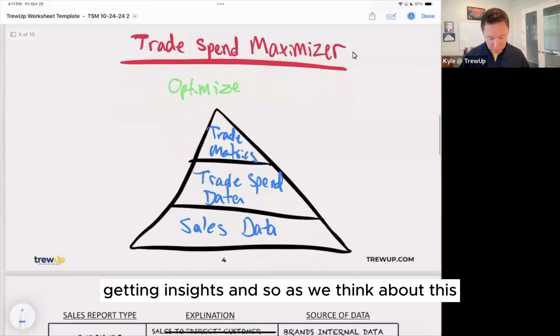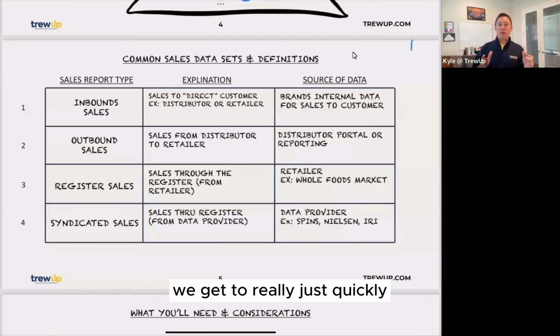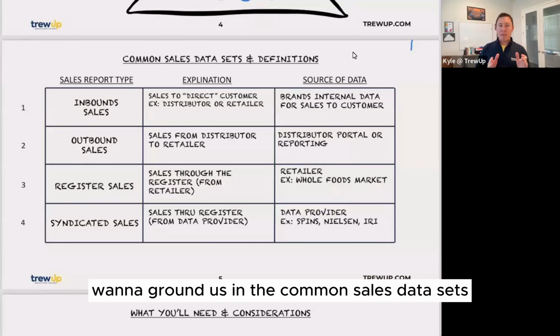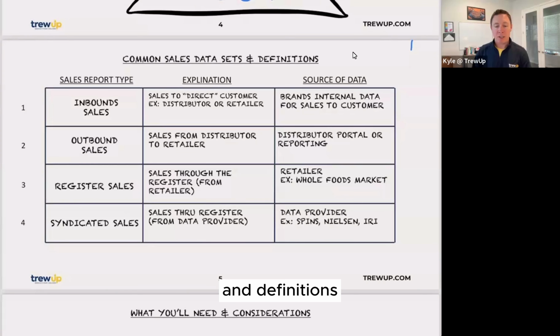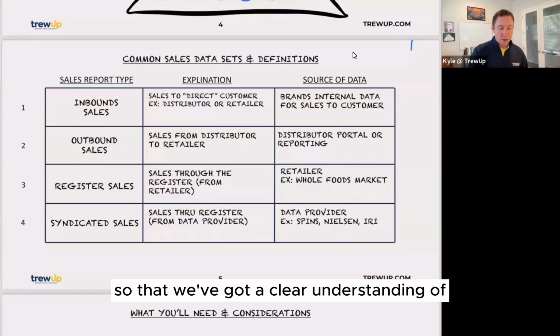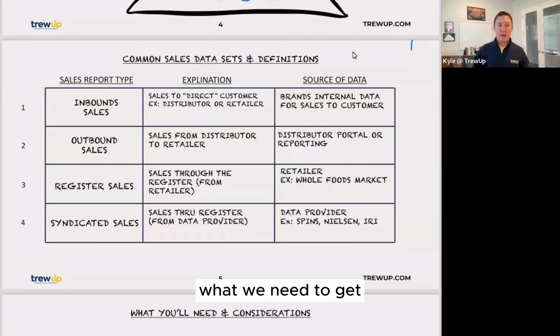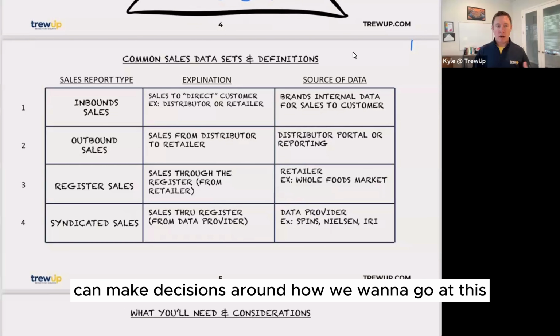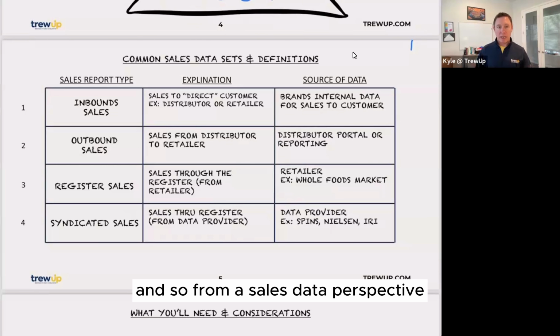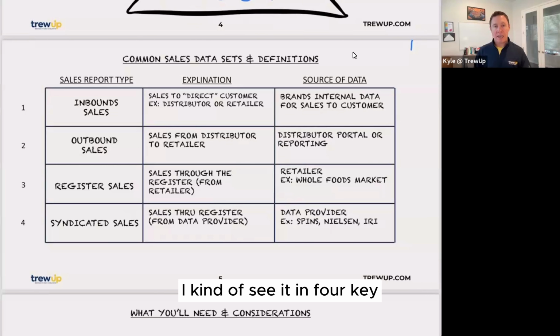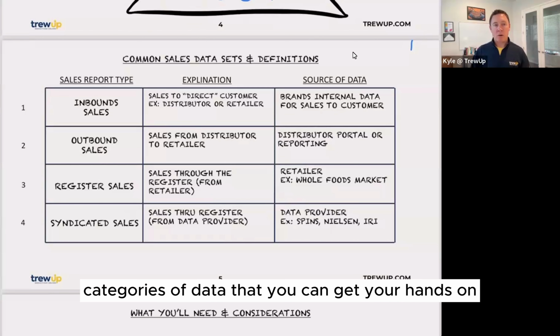And so as we think about this, we want to quickly ground ourselves in the common sales data sets and definitions, so that we've got a clear understanding of what we need to get, what is at our disposal, and therefore can make decisions around how we want to go at this. From a sales data perspective, I see it in four key categories of data that you can get your hands on.